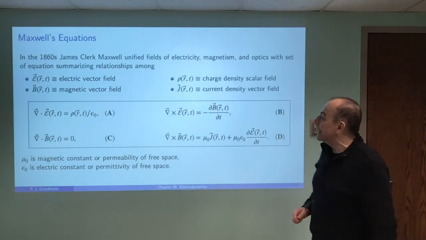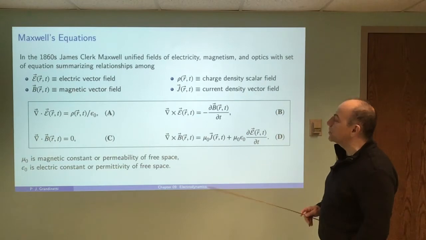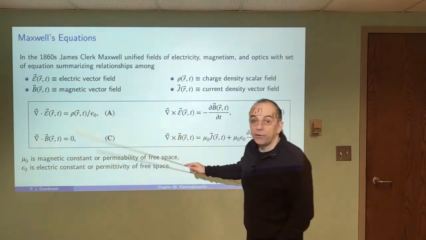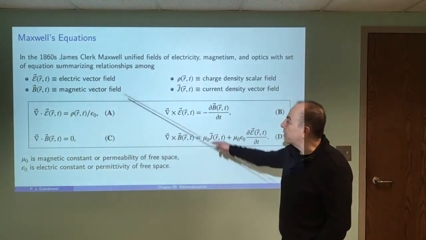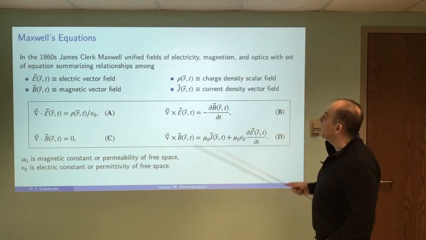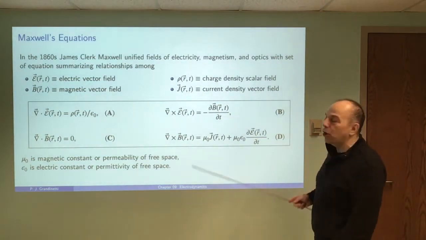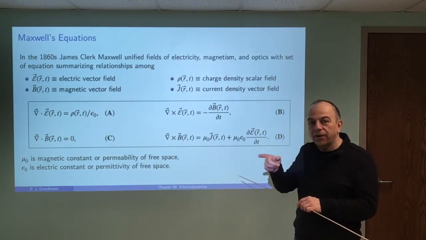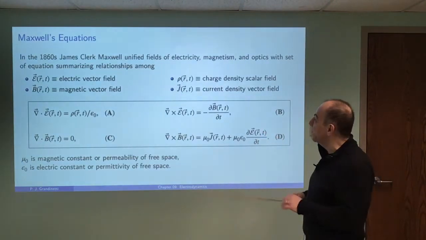So now, let's look at Maxwell's equations. It was around the 1860s that Maxwell unified the fields, which are now summarized in these equations here. And let's get familiar with the symbols here. So this is going to be the electric field, the electric vector field. B will be the magnetic vector field. Rho will be the charge density, a scalar field quantity. And J will be the current density, a vector field quantity. So J tells you the current that's flowing and the direction, whereas Rho just tells you the charge that's present and which is varying in space.